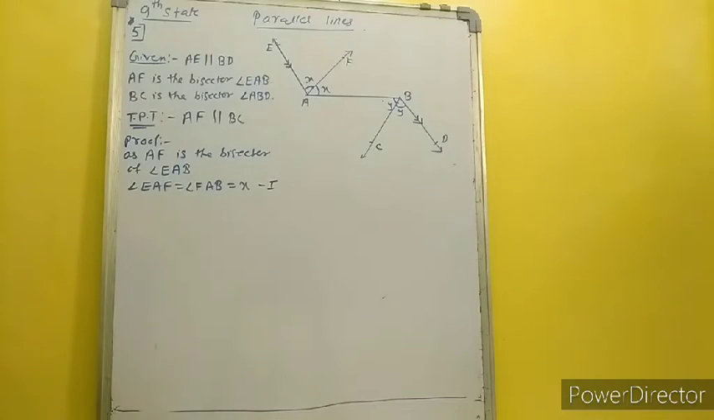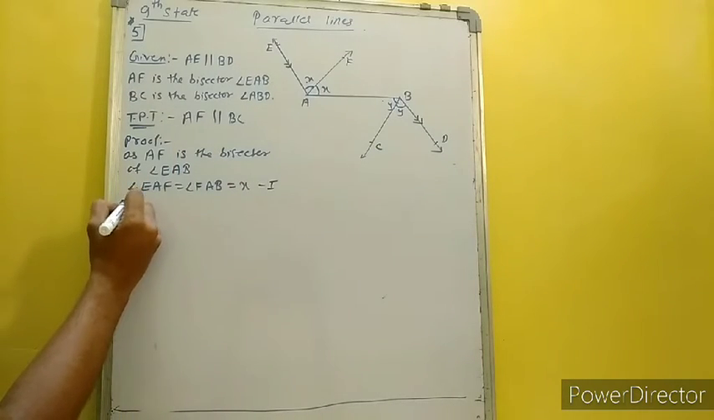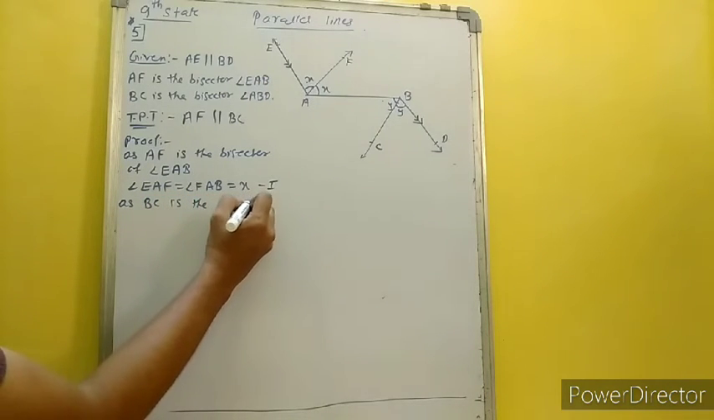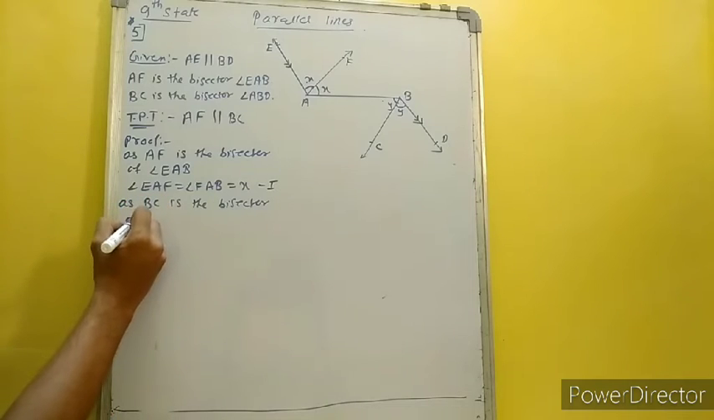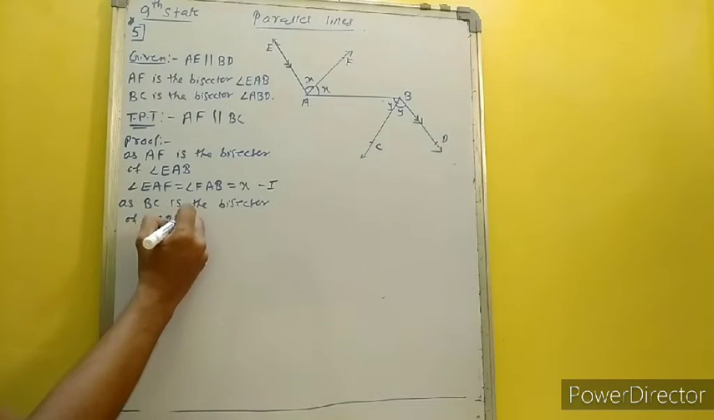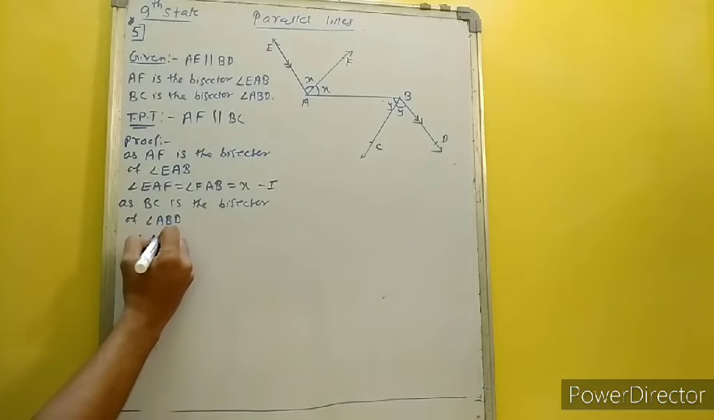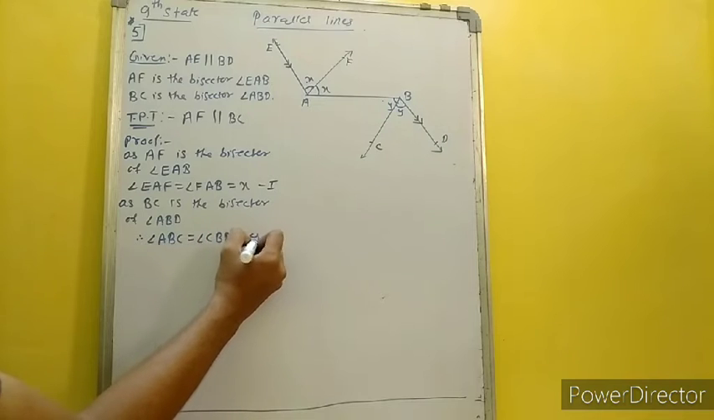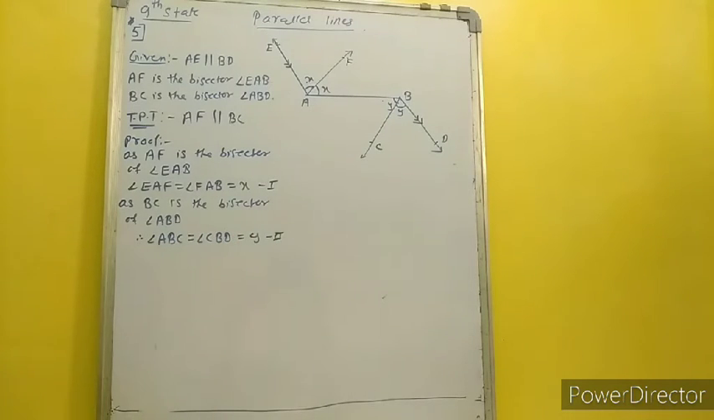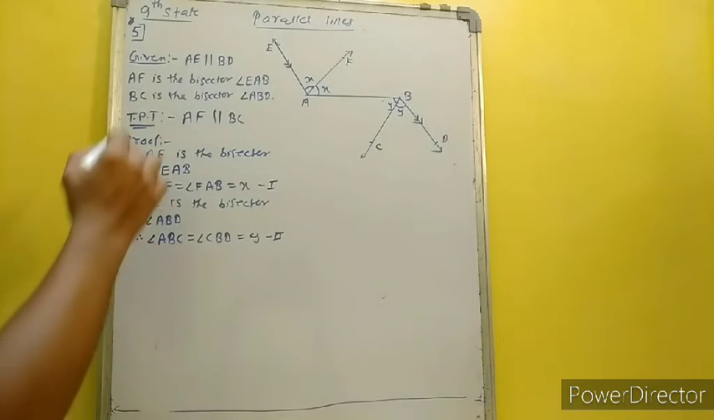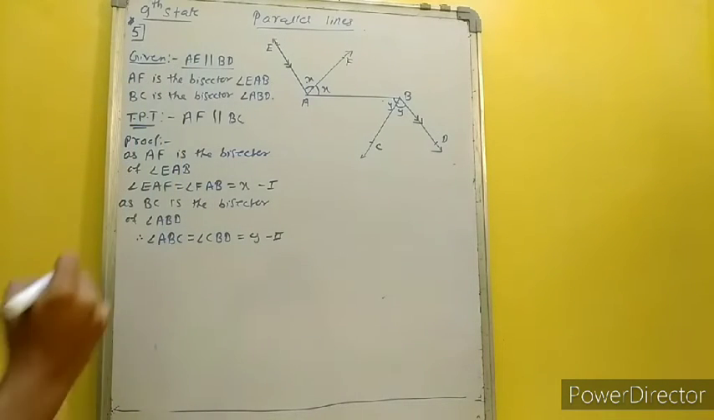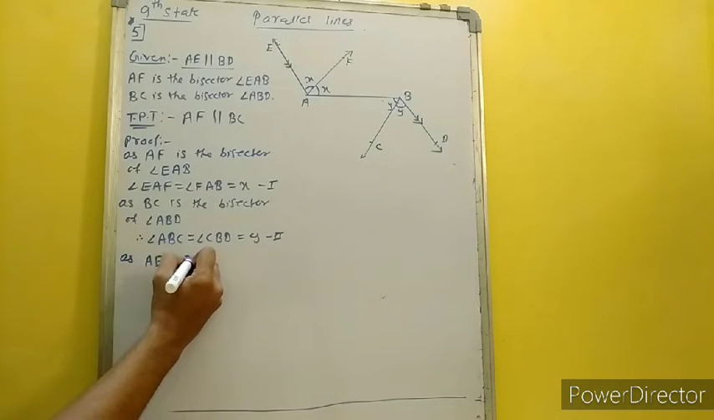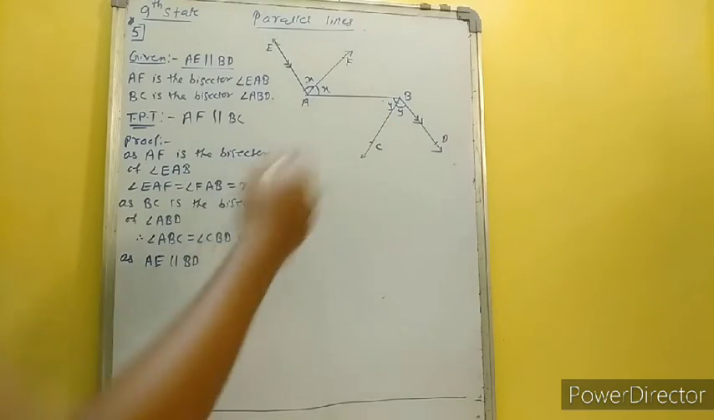Similarly, BC is the bisector of angle ABD. Therefore, angle ABC is equal to angle CBD is equal to Y, equation number 2. Okay. Now we are given that AE is parallel to BD. So I write AE is parallel to BD.